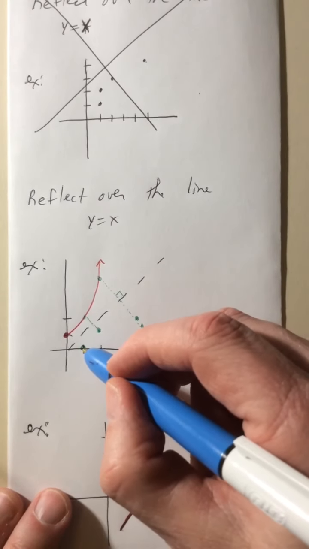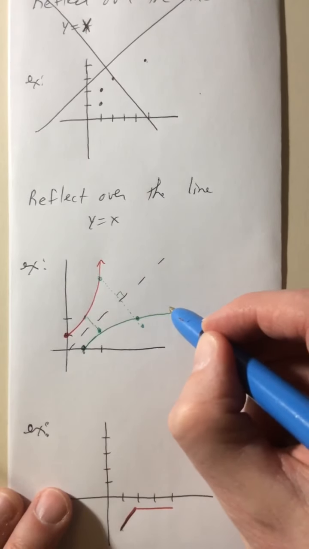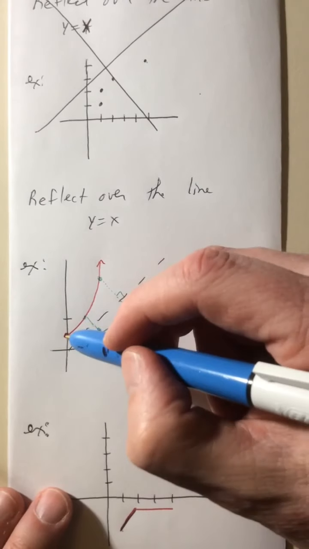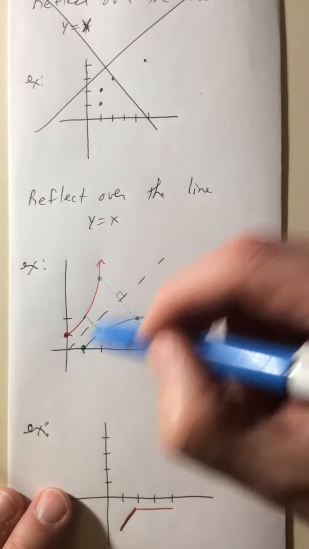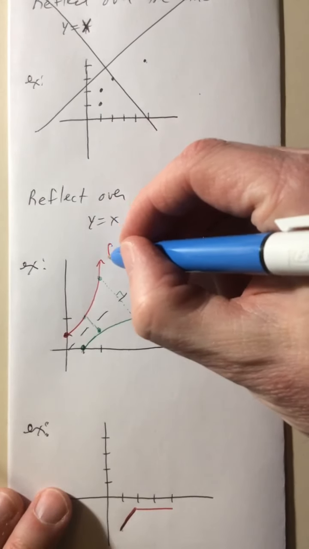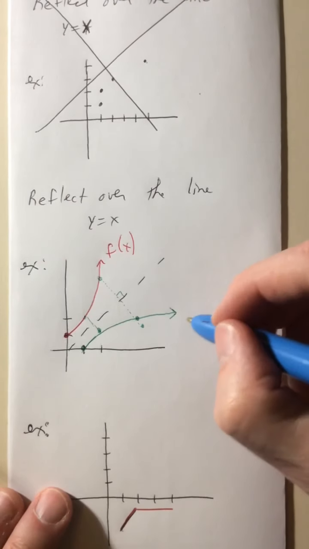So what I see is this. And so this green is the reflection of the red over the line y equals x. And so, of course, we are remembering that this is f of x, and this is f inverse of x.